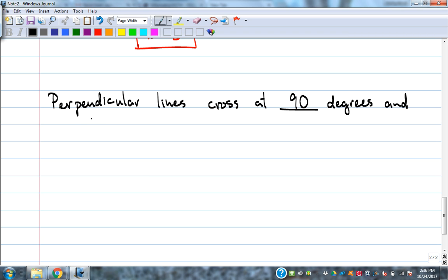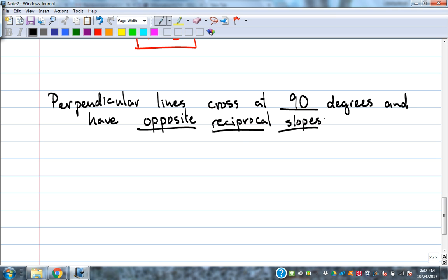And they have opposite reciprocal slopes. The easiest way to remember that is flip and change. Flip the fraction, change its sign. Reciprocal, remember, means flip the fraction over. Opposite means change its sign.